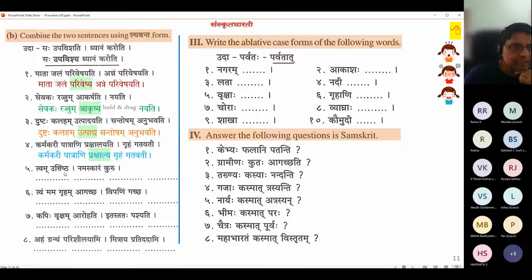Tvam uttishta namaskaram kuru. Uttishya. Utthaya. Better to actually see, it is good to make mistakes. Then only you know the correct form. Okay. Tvam utthaya namaskaram kuru. It comes into complex cases. Okay. Stha dhatu. Sthitva is the normal tvanta. Utthaya is the lyabanta. Tvam mama griham agaccha. Vipanim gaccha.